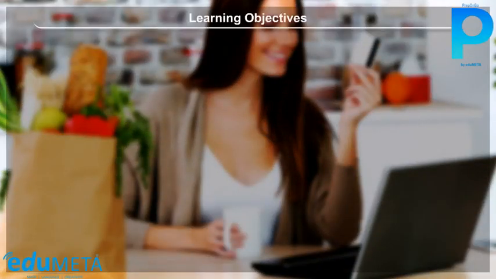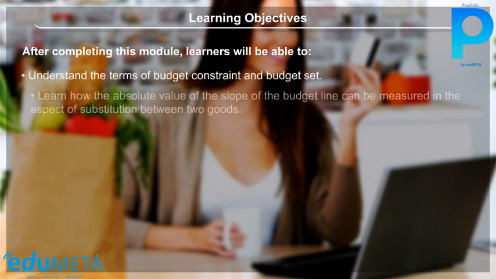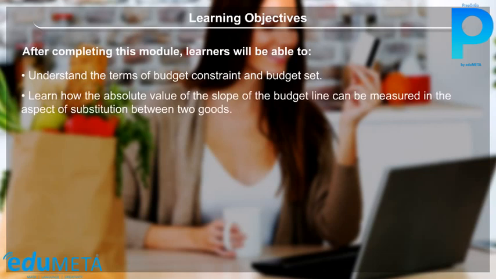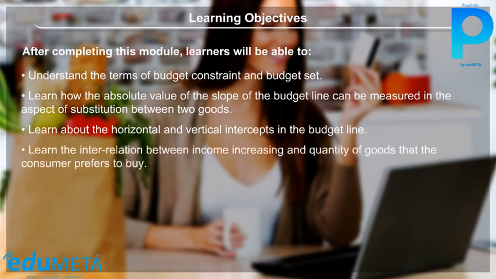Learning objectives. After completing this module, learners will be able to understand the terms budget constraint and budget set. Learn how the absolute value of the slope of the budget line can be measured in terms of substitution between two goods. Learn about the horizontal and vertical intercepts in the budget line. Learn the interrelation between increasing income and the quantity of goods that the consumer prefers to buy.